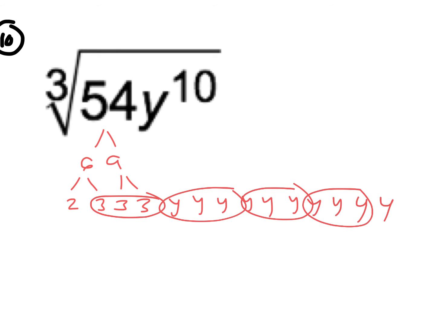So what comes to the outside? 3y cubed. Awesome. What stays on the inside? 2y.